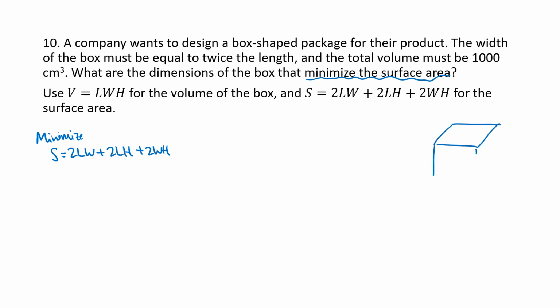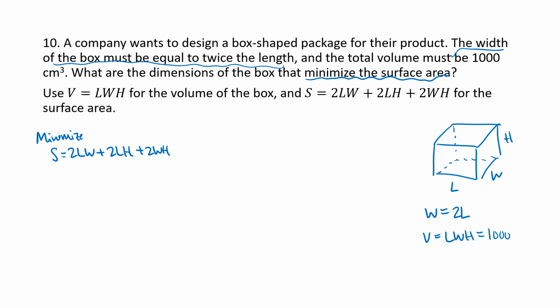Now I've got some constraints. I've actually got 2 constraints in this problem. What I know is that, here's my length, here's my width, here's my height. I know that the width must be equal to twice the length. So that tells me width is equal to twice the length. And I also know that the volume must be 1,000 cubic centimeters. So the volume, which is LWH, is equal to 1,000.